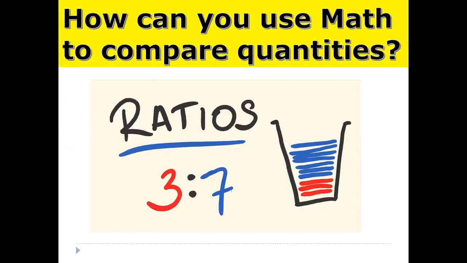Let's start. How can you use math to compare quantities? In general, we can compare. If we have 2 glasses of water, we can tell which glass has more water by just looking. But we can also use math to compare things. If you look at this shape, we have parts that are blue and parts that are red. We're going to learn today what the ratio written here means, and how we read it. We're going to learn that together.